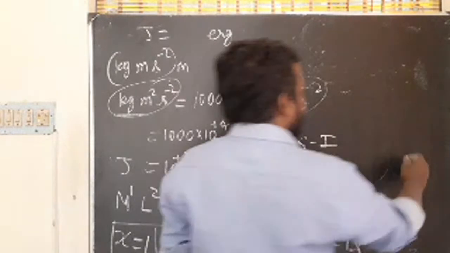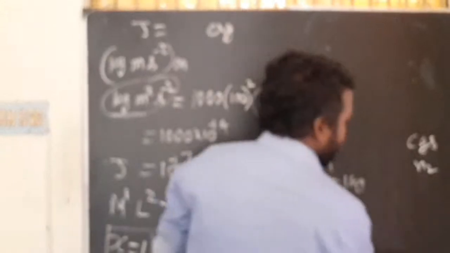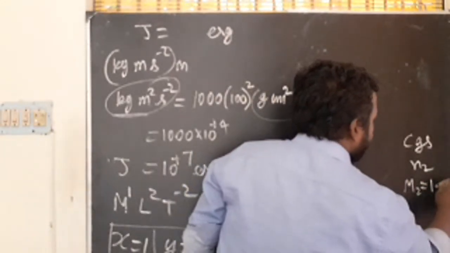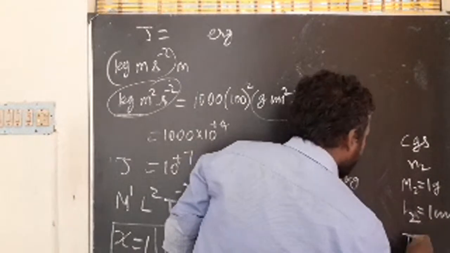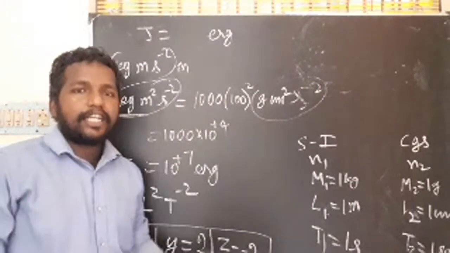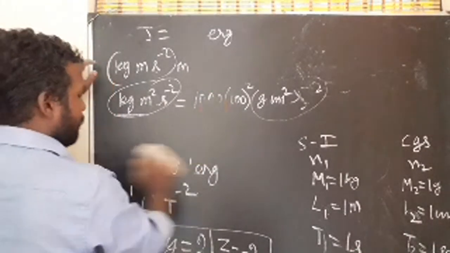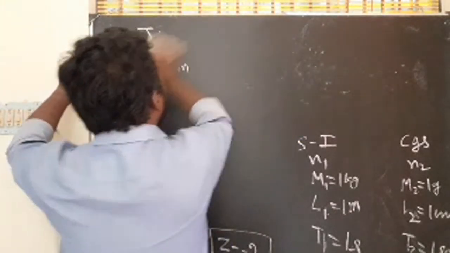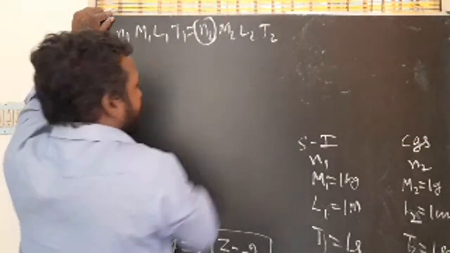The next one is the CGS system, centimeter gram second. N2, which we are going to call ERG. M2 is going to be 1 gram. L2 is going to be 1 centimeter. What is T2? T2 is going to be 1 second. Now we are going to convert from SI to CGS. That's what we are going to do. Same method. I want the X value, Y value, Z value. Just a comparison: N1, M1, L1, T1 is equal to N2, M2, L2, T2. I want this. This is called ERG in the CGS system.